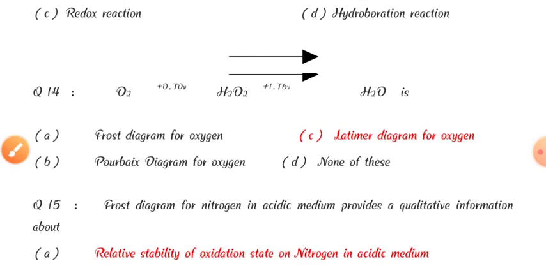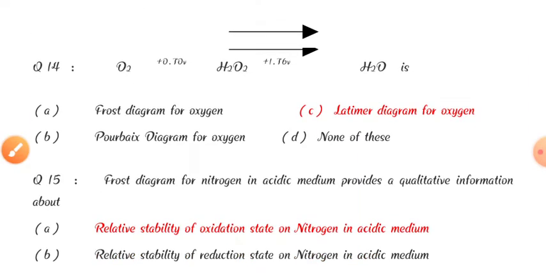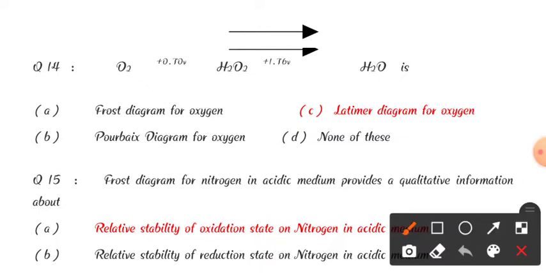Now question number 14. The given reaction is that, okay, here is an oxygen molecule, here is plus 0.70 volt, and H2O2, that is hydrogen peroxide, is required, so it forms H2O.